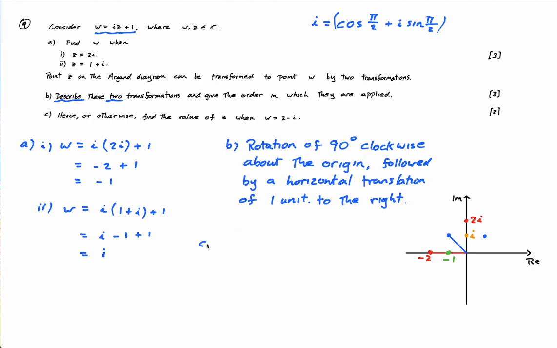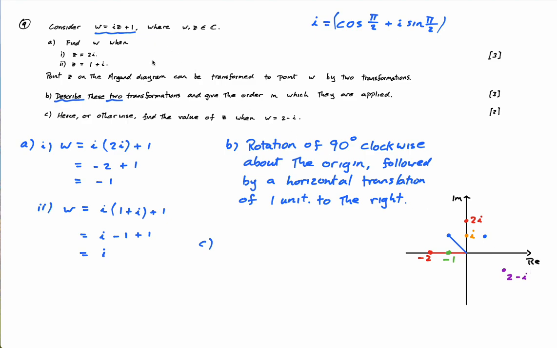Okay, finally, part c. It says, hence or otherwise find the value of z when w is equal to 2 minus i. Okay, let's do this same thing, guys. If w is 2 minus i, that means w is down here. I've gone over 2 and down 1. 2 minus i, and I'll write that 2 minus i.